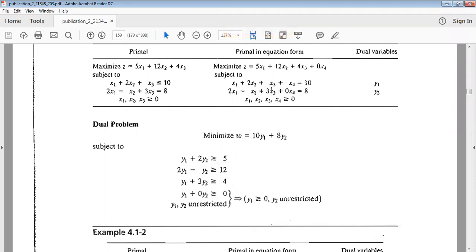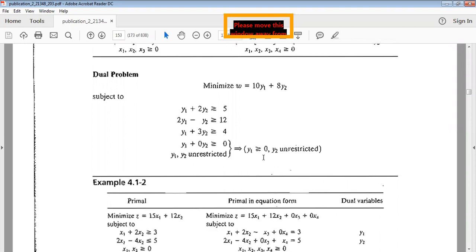Next, y1 plus 3y2 greater than 4. Next, y1 plus 0y2 greater than 0. So like that, the things are coming as this particular thing. y1 greater than 0 and y2 is unrestricted because of this particular thing.